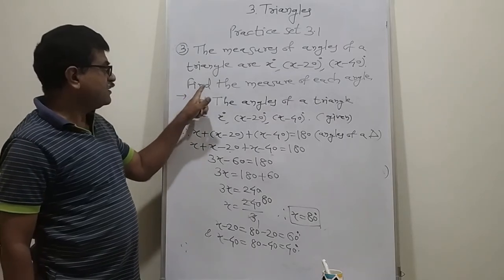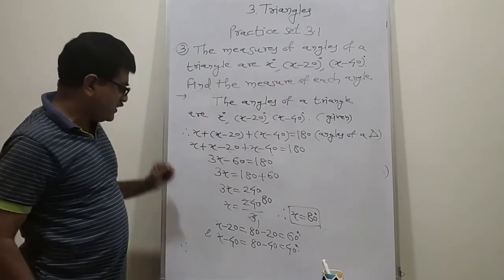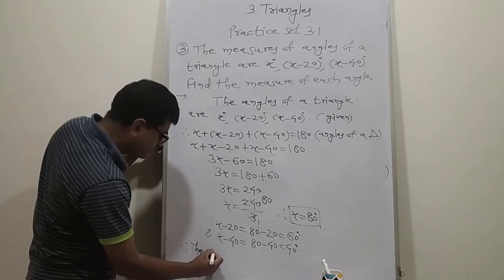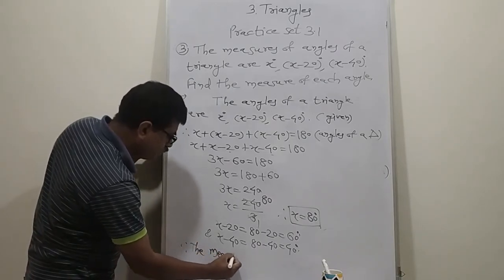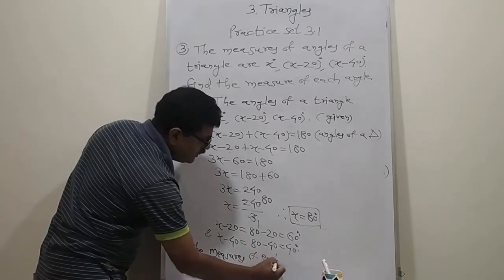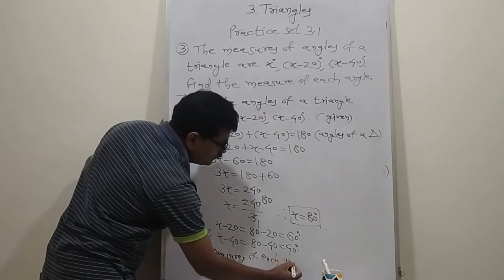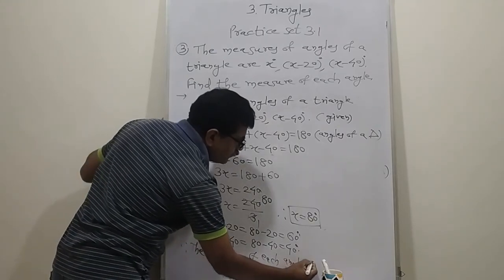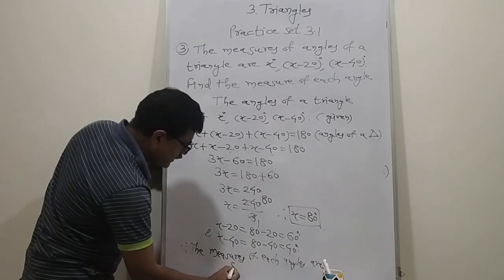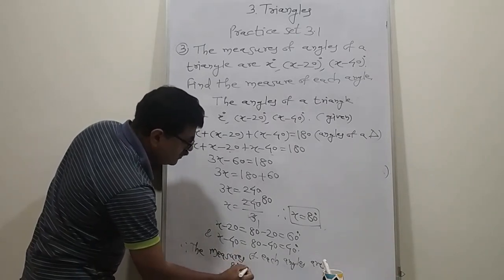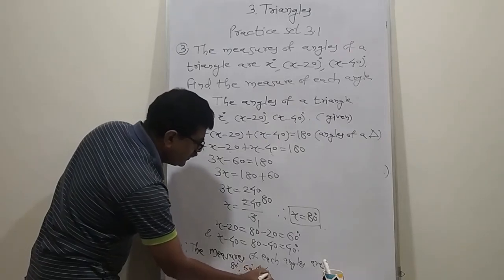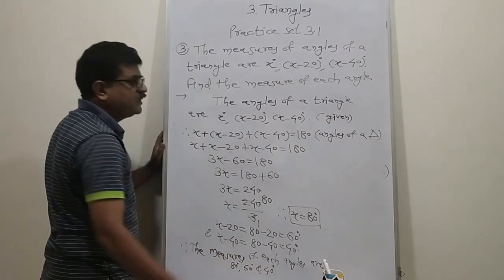Therefore write down the answer. Find the measures of each angle. Therefore the measures of each angle are 80 degrees, 60 degrees and 40 degrees. This is the answer.